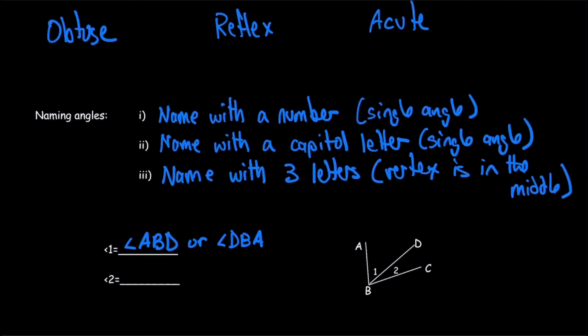Angle 2, I think you guys get the hang of this now. Angle 2, I can do D, B, C, because that's this angle, or backwards, C, B, D. So angle D, B, C, or angle C, B, D. Both of those represent the same angle.